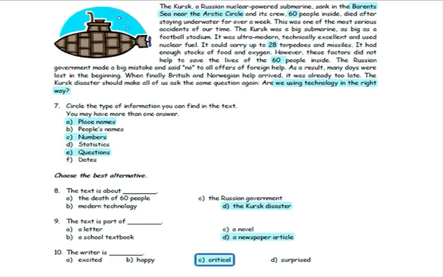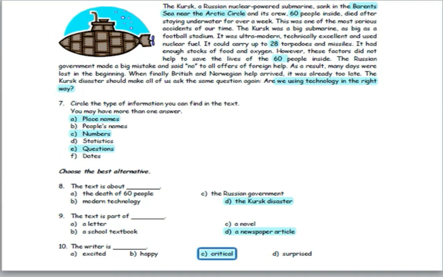And when we look at question 8, the text is about, unfortunately, the Kursk disaster. I think that's the pronunciation. I'm not quite sure. The Kursk is a Russian nuclear-powered submarine, but unfortunately it sank and 60 people inside died, and it is a serious accident, it says. From these words, we can understand that it is a disaster. And the text is a part of a newspaper article, most probably.